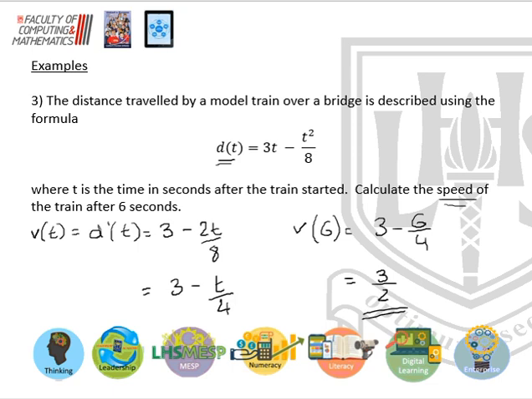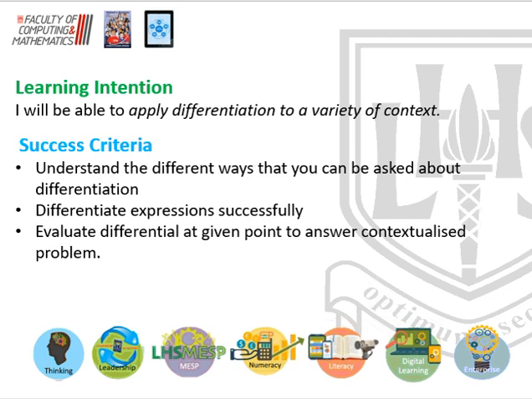Okay. So looking just back again at our learning session success criteria, we need to be able to understand the different ways that you can be asked about differentiation. That's what was involved in the mind map there, just all the different ways it can be asked. Be able to differentiate those terms successfully, and then evaluate a differential by substituting in a given point or information as part of a contextualized problem. And that's probably the biggest thing that's new here.